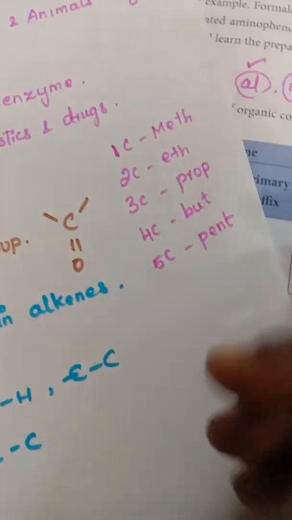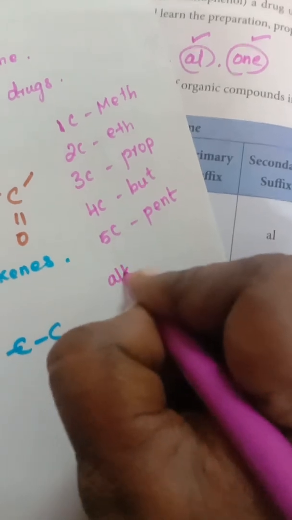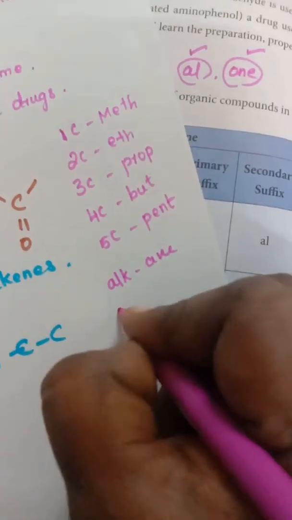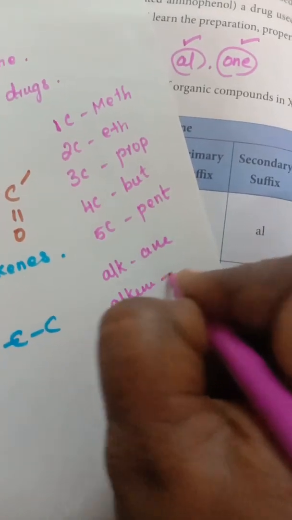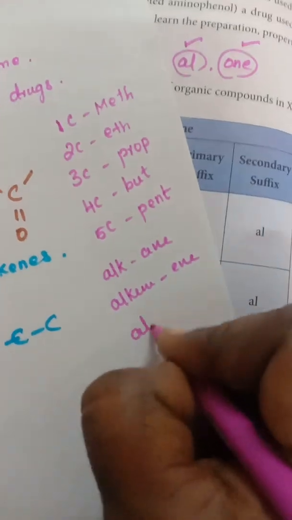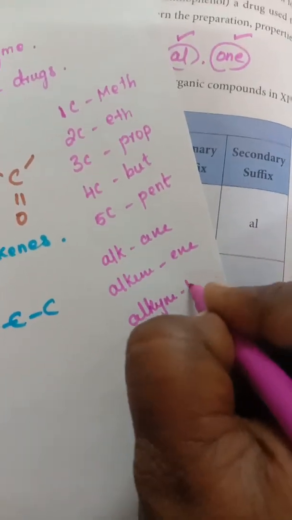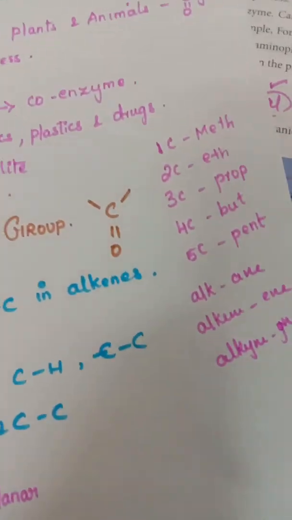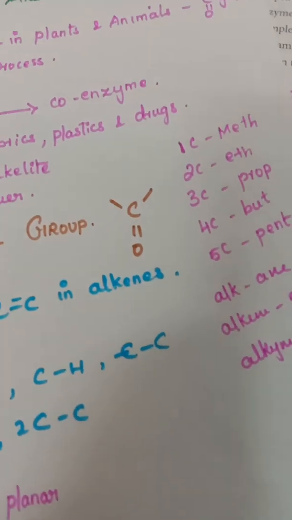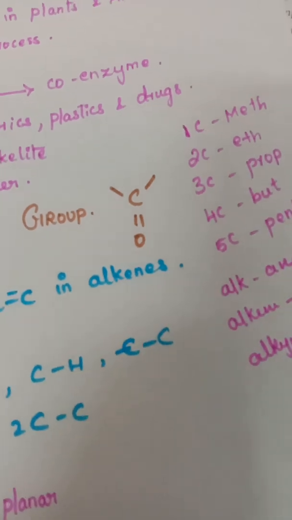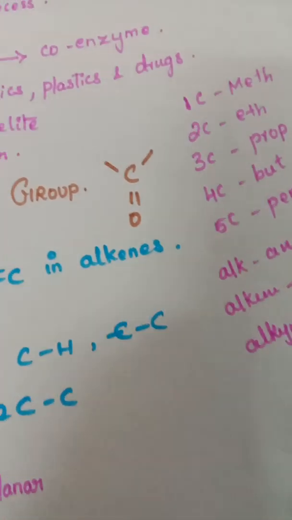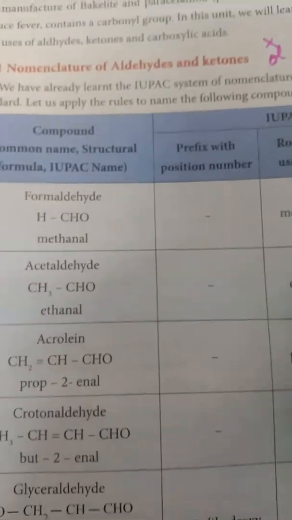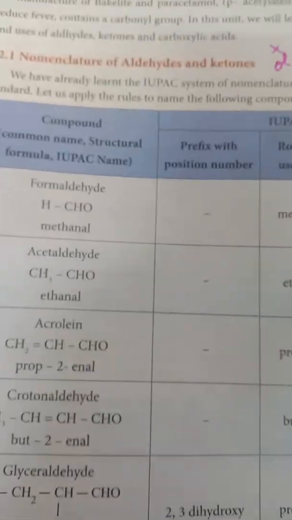And if it is an alkane, it ends in "ane". If alkene, it ends in "ene". Alkyne ends in "yne". So these are basic things you would have learned in your 11th standard also, and I have taught you these basics in the hydroxy lesson also. The same you are going to apply here. How will you name? First we'll see one example each, then you will find it easy.